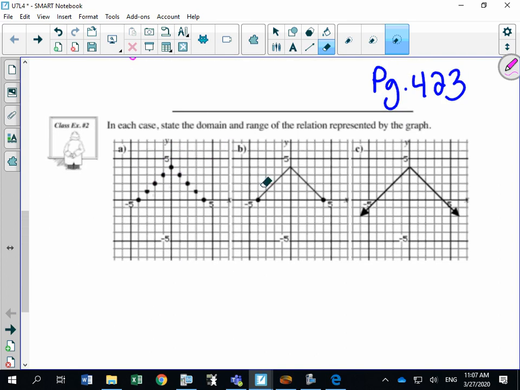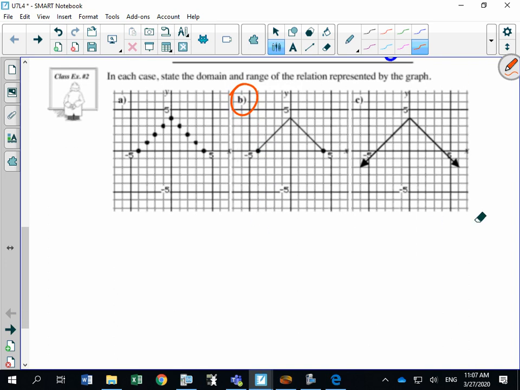Okay, so for example B, I have to do the domain and range of this. Now this is a graph, and I need to know what is the domain, or what are all of my x values on this graph. What you need to ask yourself is, what is the biggest and smallest x value on this graph?